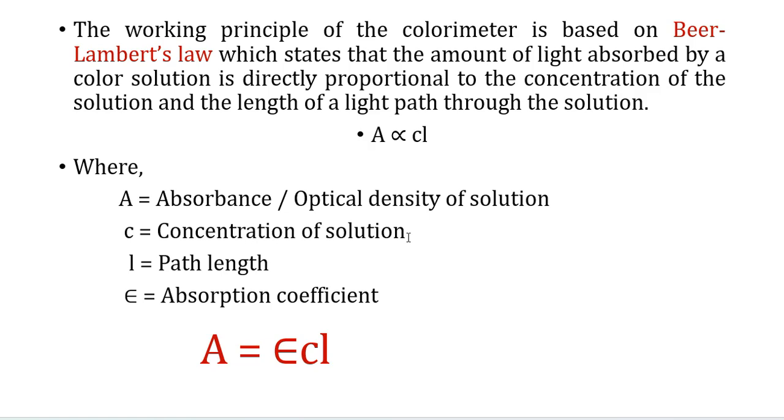So A stands for the absorbance or the optical density. C is the concentration of the solution. L is the path length, and epsilon is the absorption coefficient. So this is what exactly the Beer-Lambert's law holds.